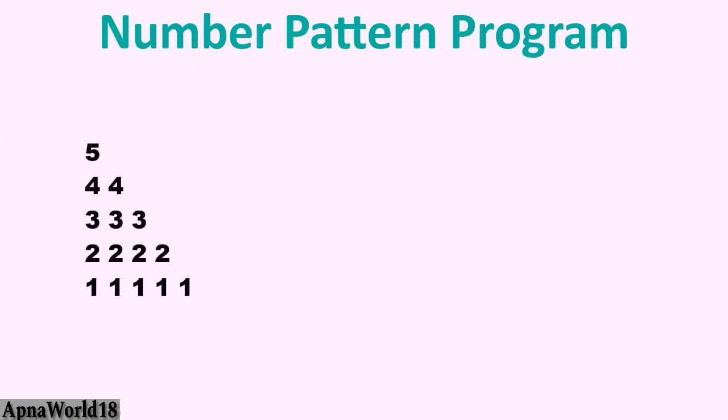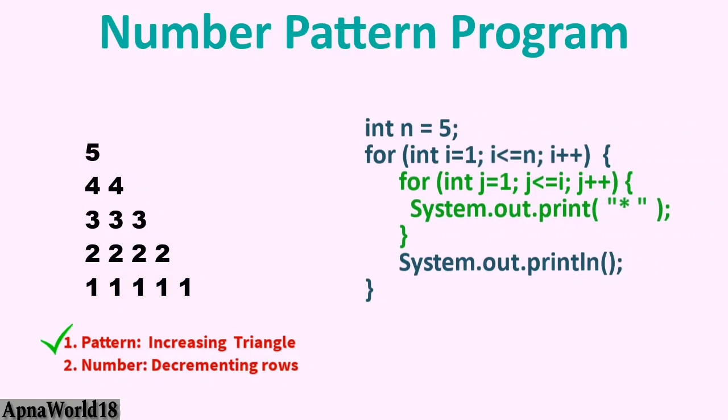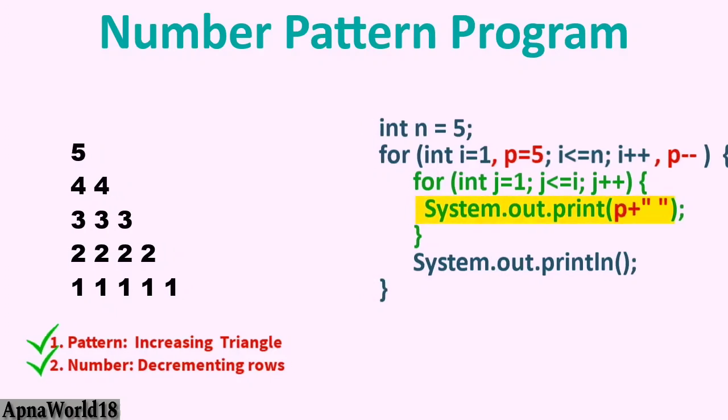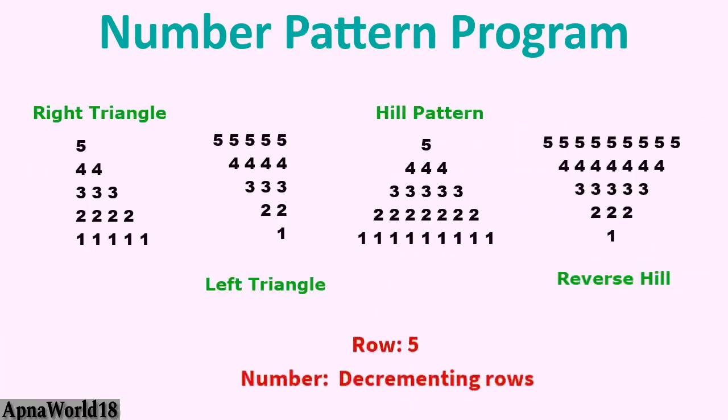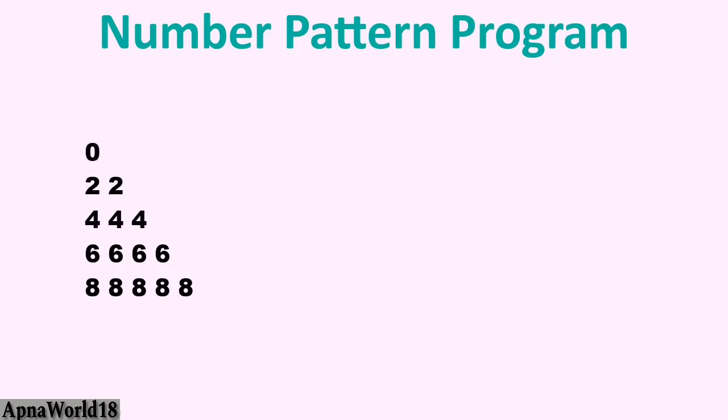Now what if the values were decrementing, 5 first, then 4 and then 3, 2, then 1. Again we see in a row the same number is printed, so we will set p to the initial value which is 5 and decrement the value every time. In the inner loop, we will print p. This will again work for all different pattern shapes with decreasing row numbers. Let's take some different patterns this time.